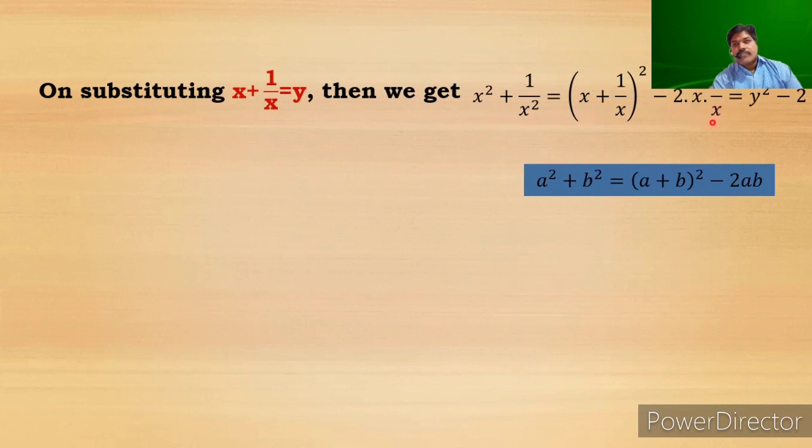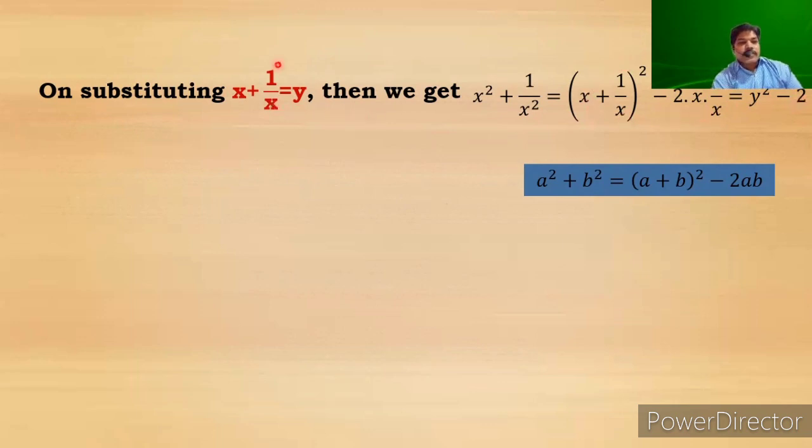x and 1 by x will be cancelled, and x plus 1 by x value you have already taken as y. So it will become y square minus 2. So a square plus b square is a plus b whole square minus 2ab. So x square plus 1 by x square you can write as x plus 1 by x whole square minus 2 into x into 1 by x. x and 1 by x will be cancelled. It is y square minus 2.